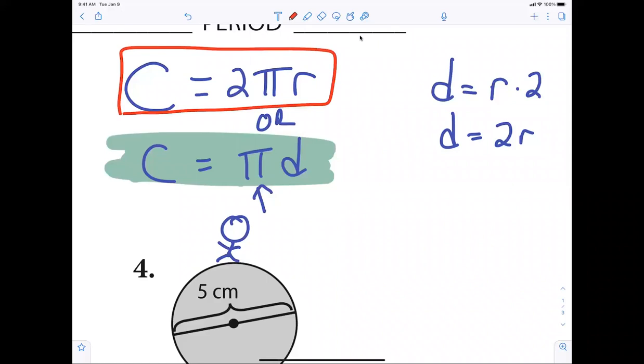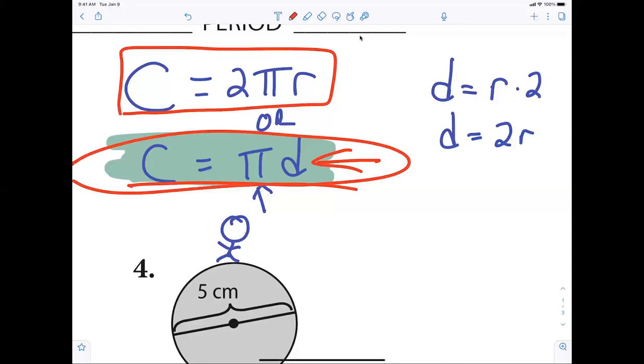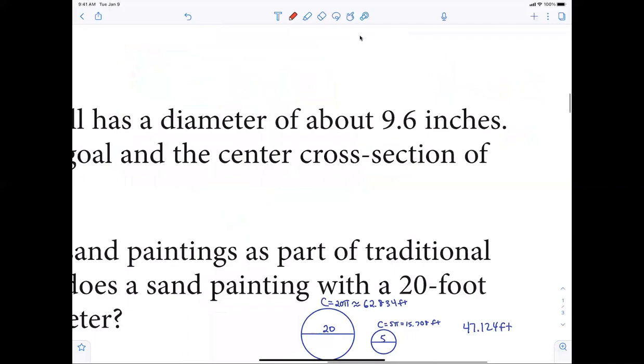Either what? Times what? Times the radius. Or you can do what? Look up on the board and tell me what the circumference formula is. This one, what does that say? Yes, pi times the diameter. That's what we've been doing. The circumference formula, say it again, is what? Thank you. Now I'm going back to the chariot race.